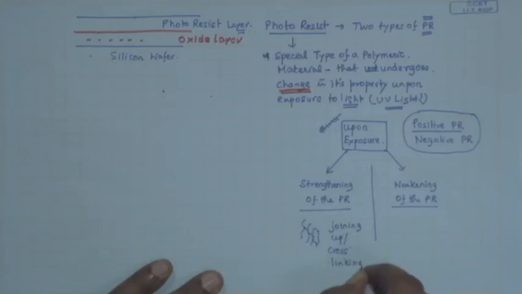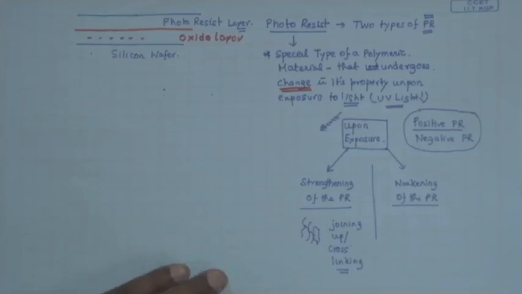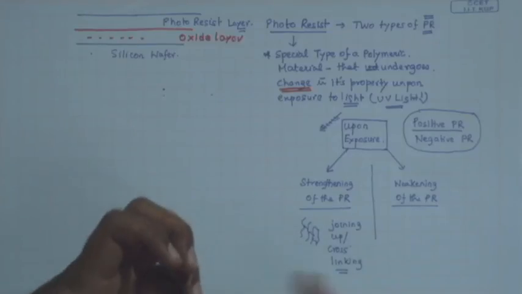So what will it do? It in fact increases the viscosity. So if you now wash it with a solvent, it becomes difficult to dislodge it, because the chains are now bulkier or sort of cross linked.